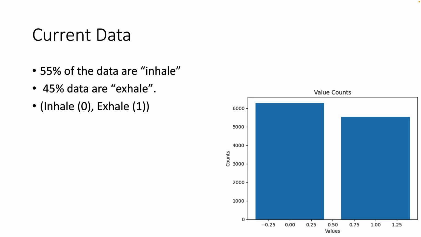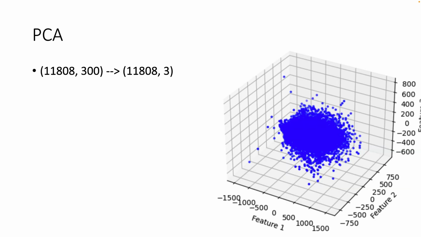Now here is the data. You can see that there are a little bit more inhale than exhale, but they are roughly equally the same. After analyzing the data, we find out that for each piece of data, there are 300 features, which is crazy. Therefore, we want to reduce the dimensions down to 3 for the sake of visualization. And after we did PCA to reduce the dimensions, we can visualize the data here.